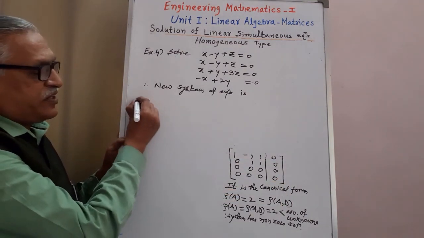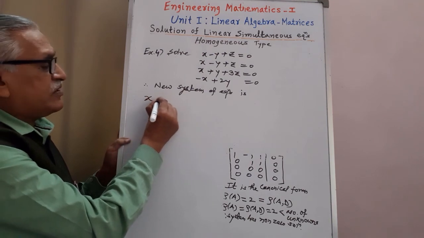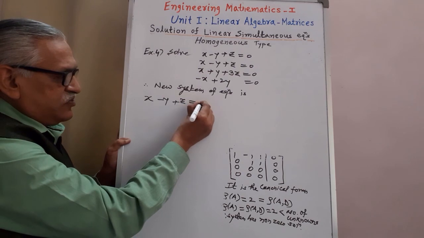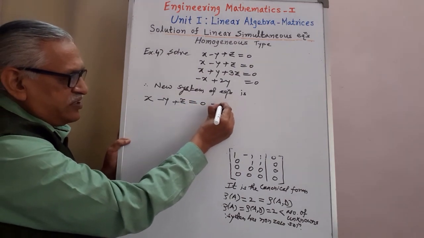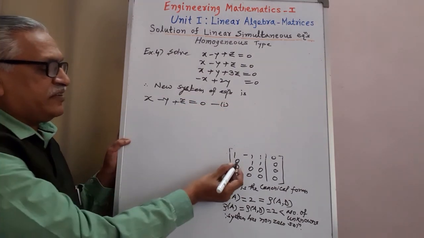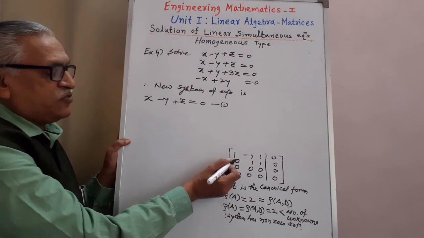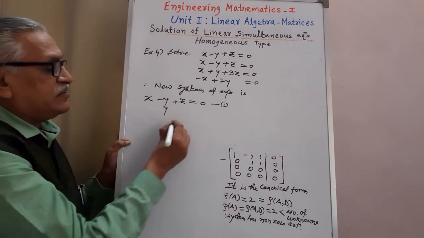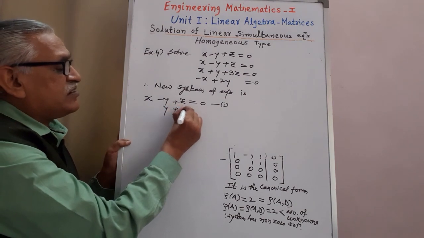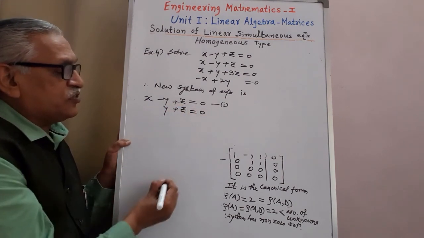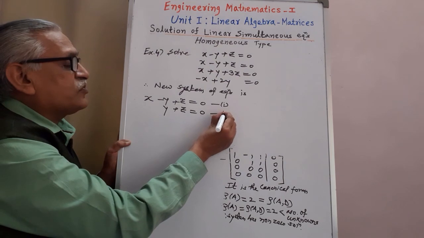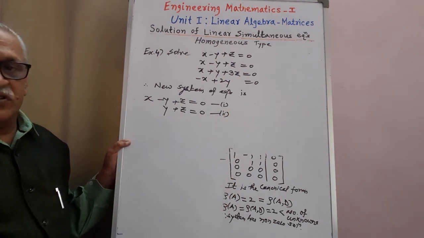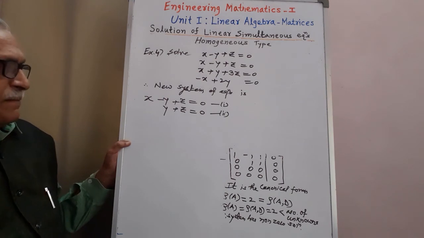We get the first equation as x minus y plus z is equal to 0. We call this equation 1. And the second equation, by multiplying this row to that column, we get 0x plus y plus z is equal to 0, equation 2. And as the third and fourth rows are 0, that equation becomes 0.